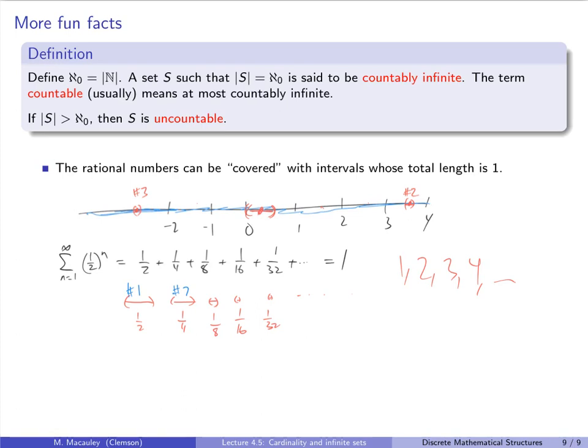That seems like it's impossible. It seems like a paradox. But mathematically, it's absolutely legit. Pretty cool, right? Okay, fun fact number 2.